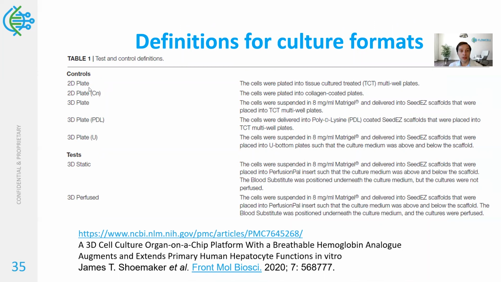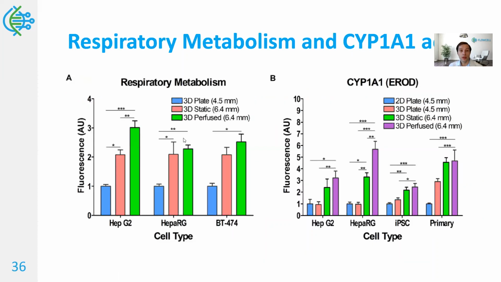In the future slides, I'll talk about the differences between 2 and 3 dimensions with a plate, which is traditional, or 3-dimensional plate where cells are suspended in the gel, as is typical when working with organoids, or this Perfusion Pal plate in either static or perfused condition. And the results are from a publication last fall about these cultures with hepatocytes, including primary human hepatocytes. So that's the key advantage.